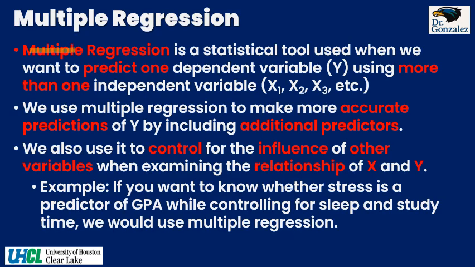Multiple obviously means more than one. Multiple regression is a statistical tool that we use when we want to predict one dependent variable, anxiety, using more than one independent variable. Why would we want to do this? Well, most things in life don't happen in isolation. Anxiety, for example, is likely to be a multifactorial concept. Anxiety is not just caused by fear of falling down in front of the class or whatever. There are many variables that could go into that.